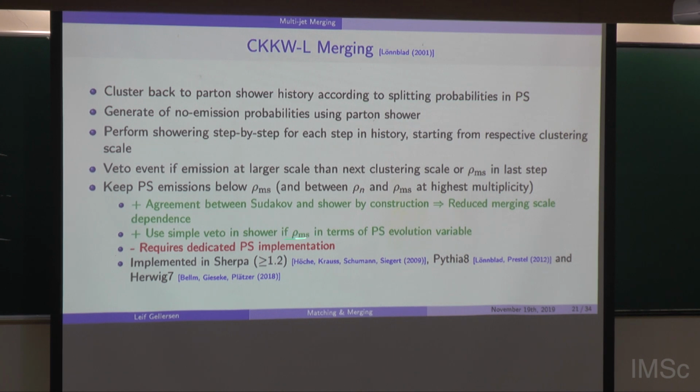And if you define your cut here in a very similar way as the evolution variable in your Parton shower is defined, this will also be a simple veto procedure. So you would not have to deal with additional radiation on intermediate lines. But you can if you have a mismatch between this definition of the cut and the evolution variable of the shower. Again, this requires a dedicated Parton shower implementation to find these histories and get these weights. But this is very popular. So this is implemented in Sherpa, in later versions of Sherpa. It's in Pythia, and it's also in Reweight.